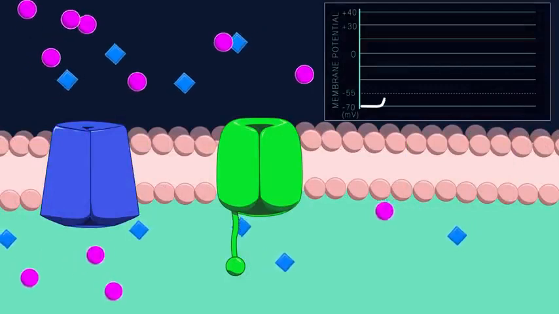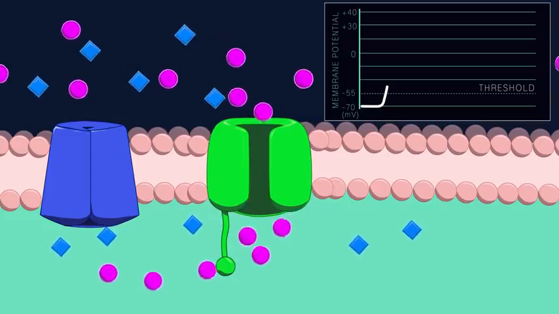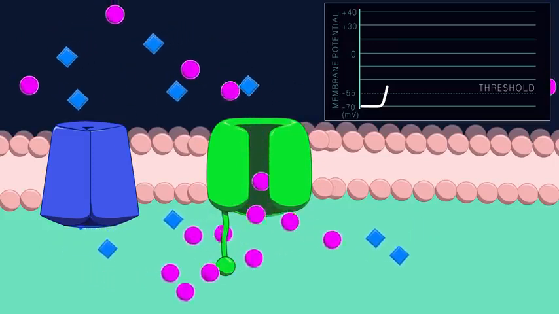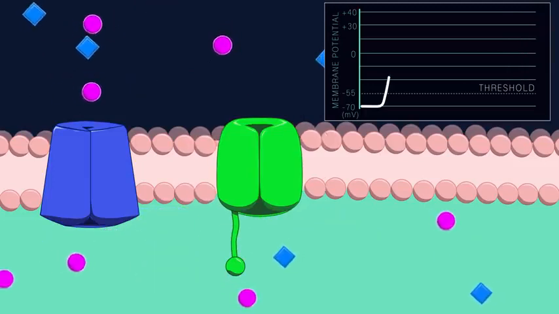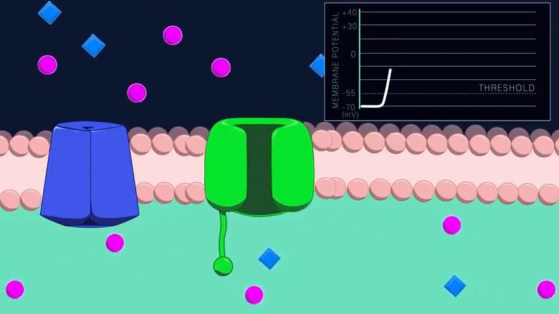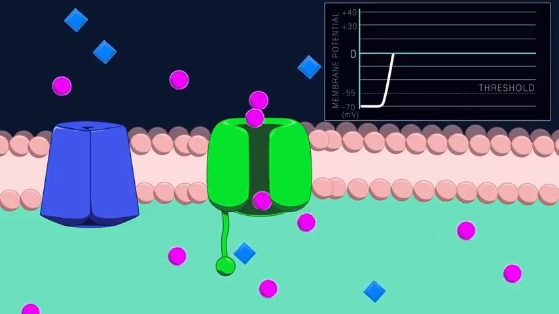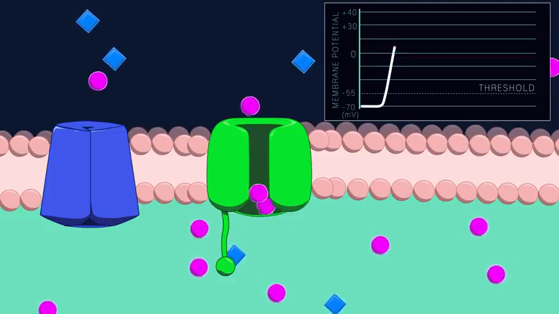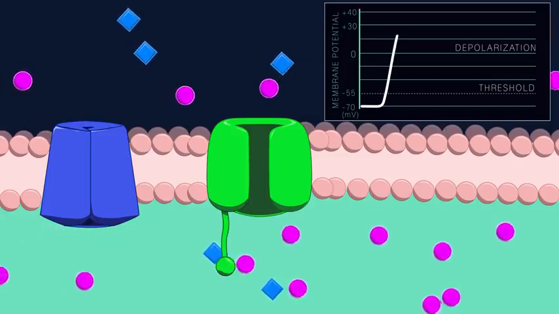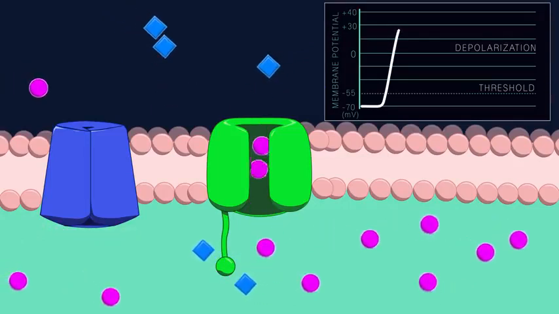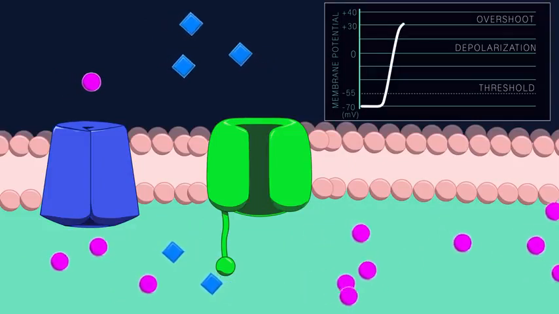Once the cell membrane reaches the threshold voltage, the channel changes to an open position and sodium rushes into the cell because of the electrochemical gradient. As positive sodium ions enter the cell, the membrane potential becomes less negative and more positive as it approaches 0 millivolts. This is called depolarization. Eventually, the voltage gradient goes to 0 and beyond 0, up to a positive 30 millivolts. This is called an overshoot.